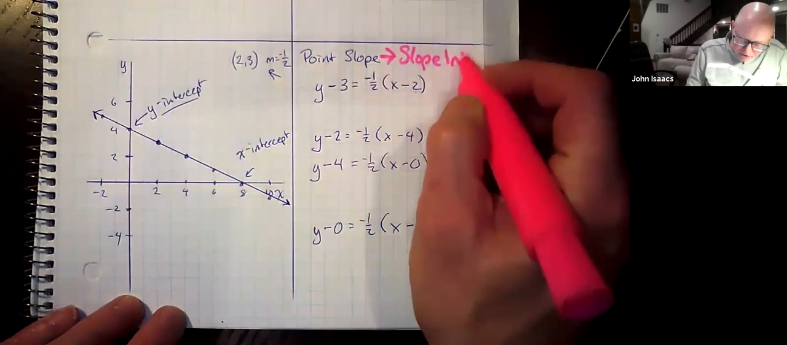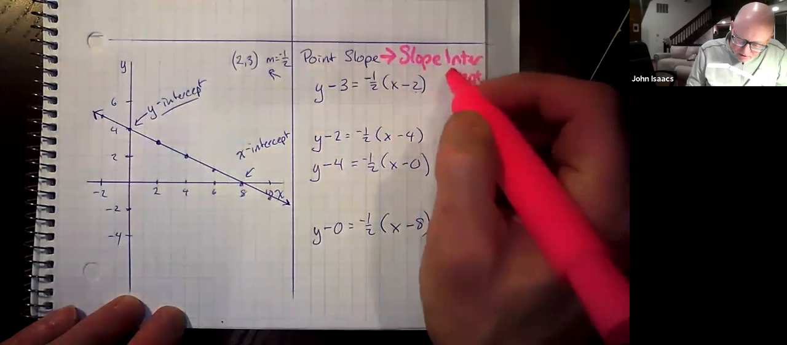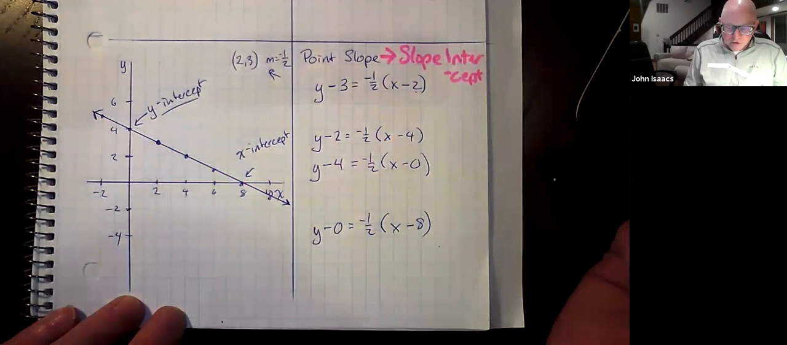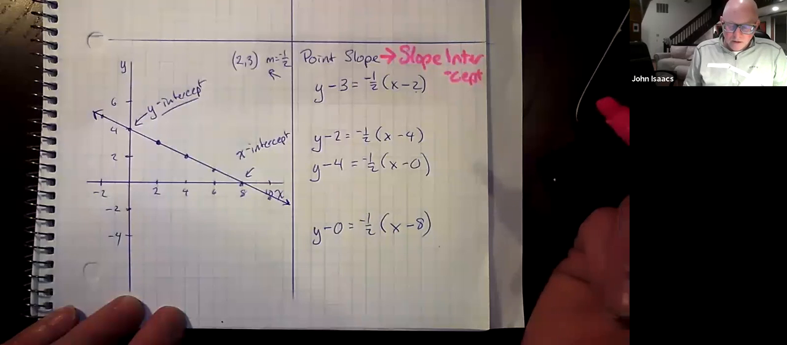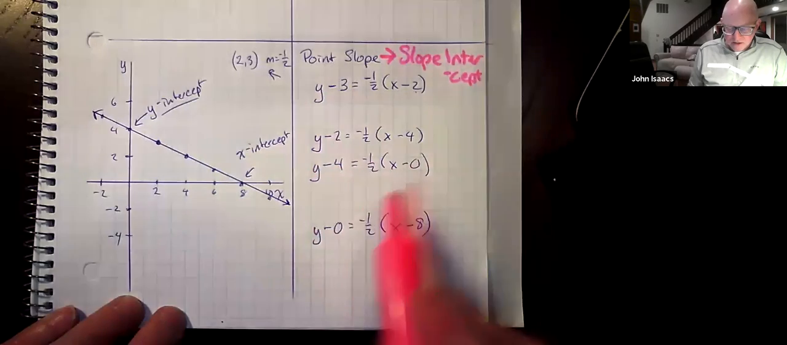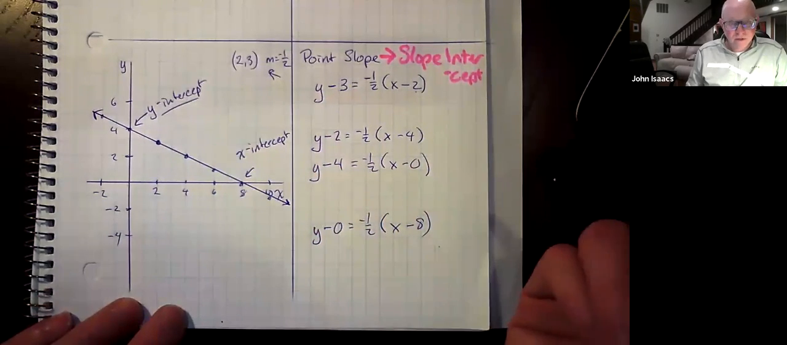Slope intercept. I ran out of space there. Slope intercept. Okay, so slope intercept is a little different. Basically, what we can do with any of these equations is solve for y, just do a little manipulation, and we will wind up in slope intercept form.